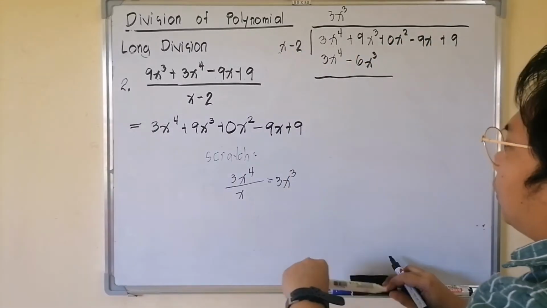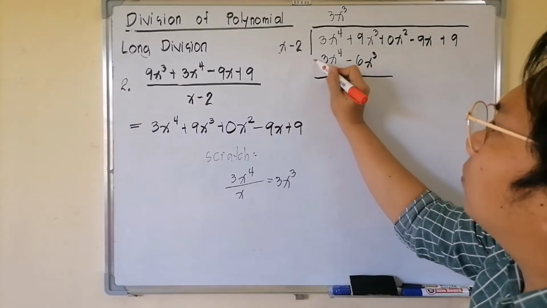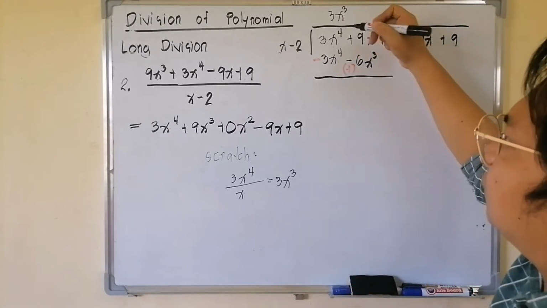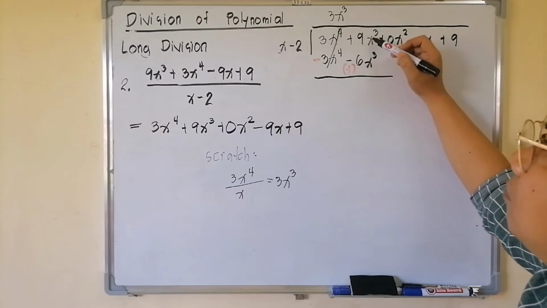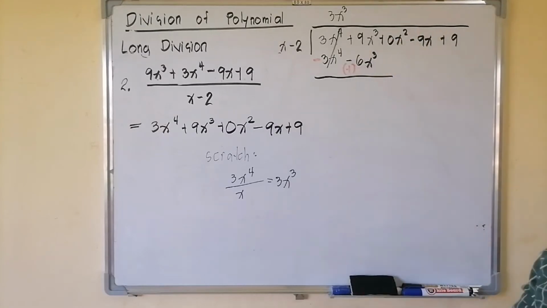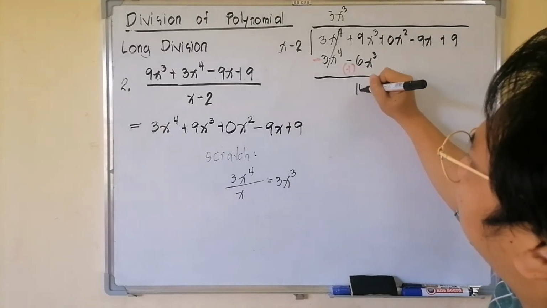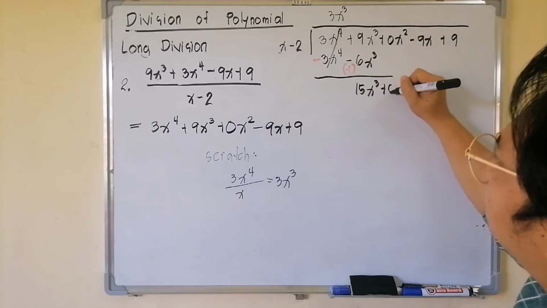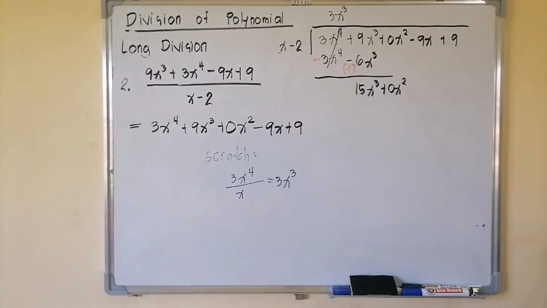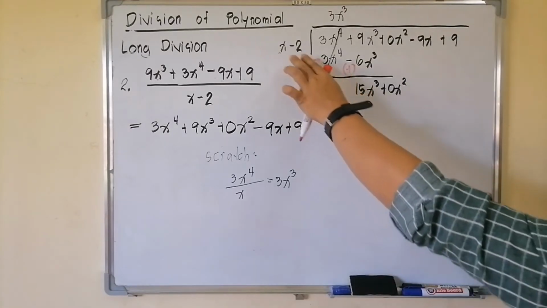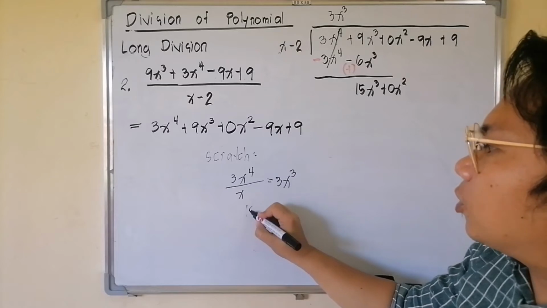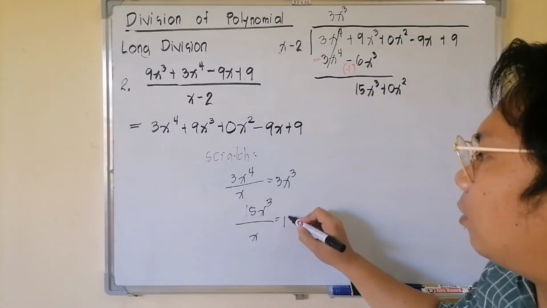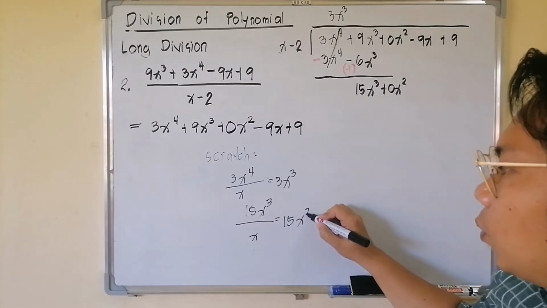Again, we will subtract. Since we're going to subtract, this becomes negative, and this becomes positive. So this is now 0. Positive 9x cubed plus 6x cubed is positive 15x cubed. Bring down the next term, 0x squared. Again, divide the first term by the first term of your divisor. That's 15x cubed divided by x, so this is now 15x squared.